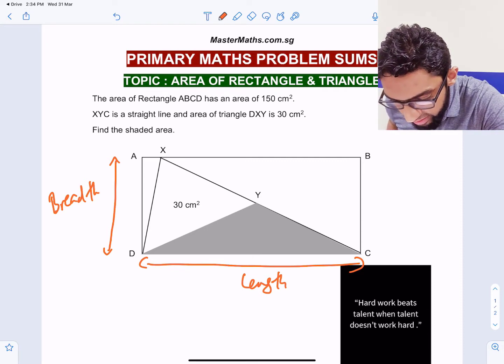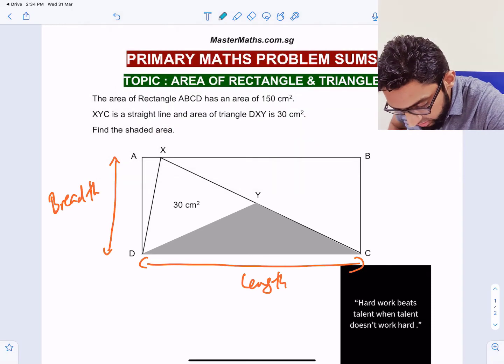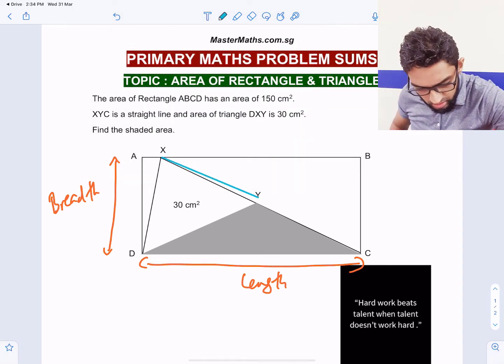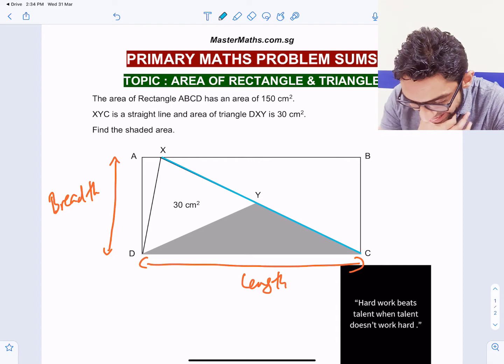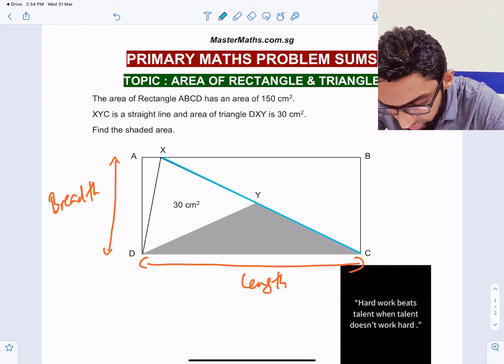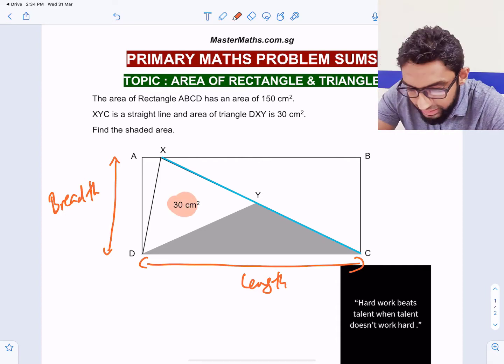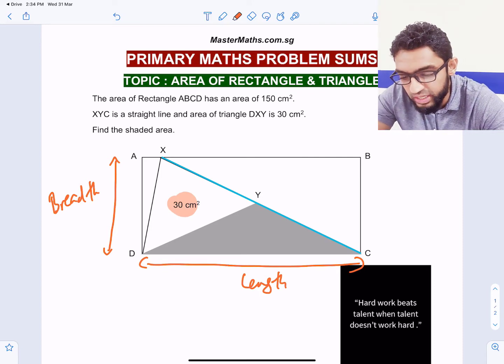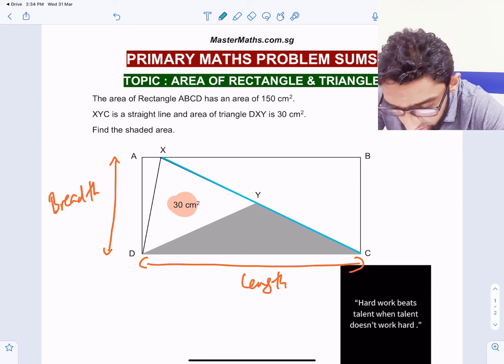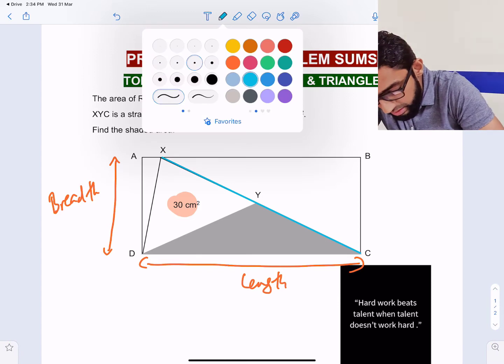XYC is a straight line. So have a look at this blue line. X to Y to C is a straight line. And the area of triangle DXY, given over here in the middle, is 30 square cm. Find the shaded area. Now to do this, we need to first find the area of this triangle.